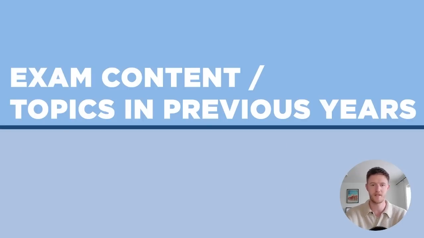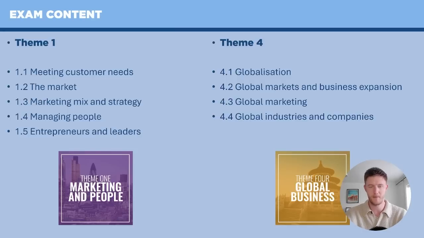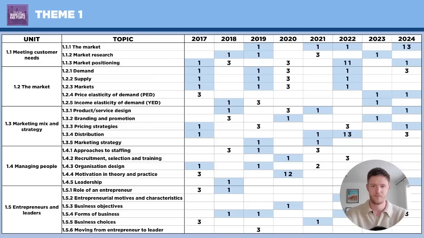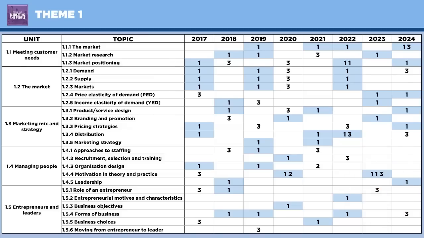I'm going to touch more on some knowledge bits in a minute. So this is the exam content, and these are the topics that have come up in previous years. This is what is on the paper. Paper 1 is theme 1 and theme 4. I would imagine you already all know that. Let's go through it in a bit more depth. So let me hide myself again. This is what's come up on different papers over the past few years, going back to 2017, which is the first edition of this A-level paper. And I've got another one of these for theme 4 as well.